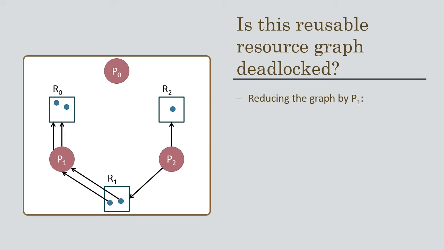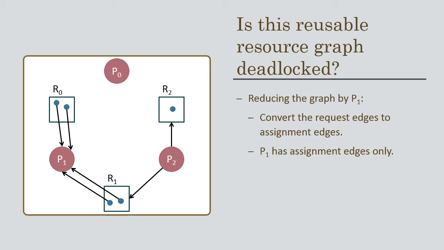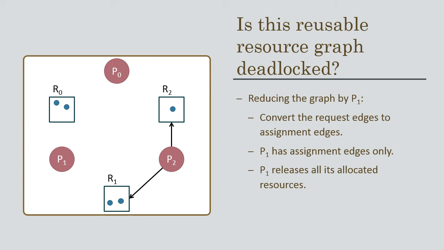Reducing the graph by P1. Convert the request edges to assignment edges. P1 has assignment edges only. P1 releases all its allocated resources. P2 has unblocked.